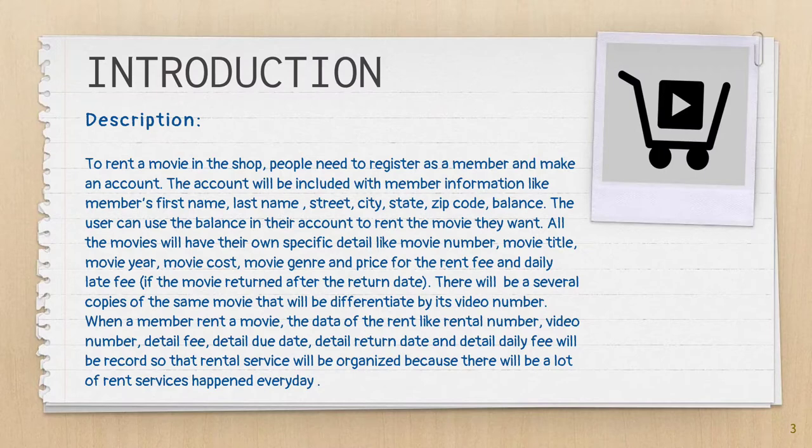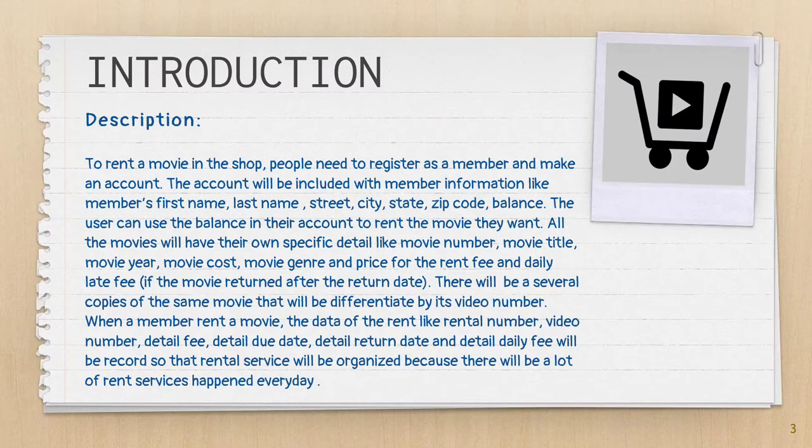To rent a movie in a shop, people need to register as a member and make an account. The account will include member information like member first name, last name, street, city, state, zip code and balance. The user can use the balance in their account to rent any movie that they want.